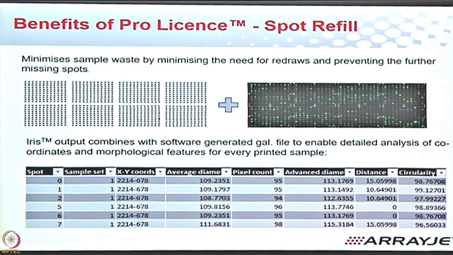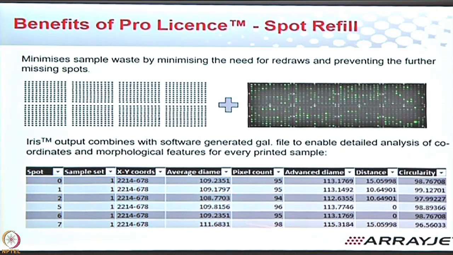Or I can take you in detail offline with how you can do this, where it'll tell you exactly, this is my spot zero, sample set one, this is my diameter, this is my pixel, this is my advanced diameter, this is the distance, this is the circularity, 98%, which is almost 99%. So the morphology is extremely round. So you've got a nice, good protein content in that one spot.